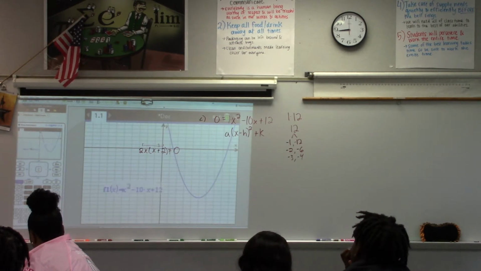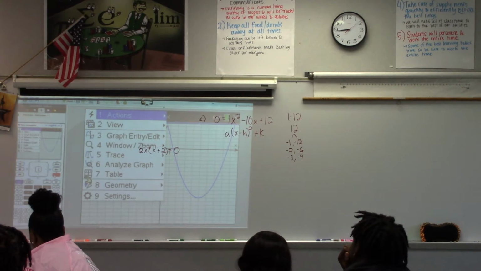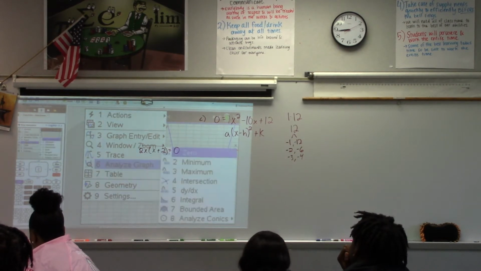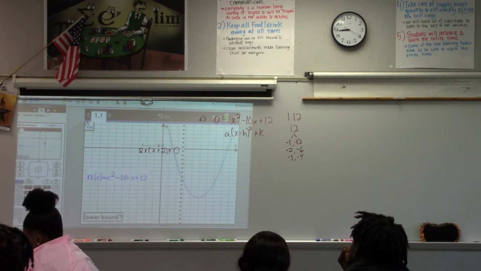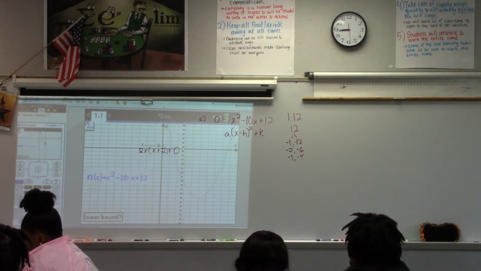That gets it easily. So instead of just having to count, how am I going to find that vertex easily? Menu. And remember, the vertex is not one of the first options. I go to Analyze Graph, and the vertex is a minimum. Please remember, when it says lower bound, that just means that dashed line needs to be where in respect to the vertex? To the left, because it's horizontal that we're moving.